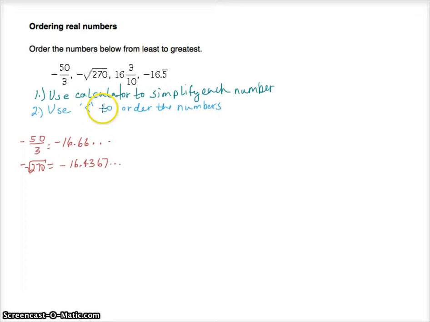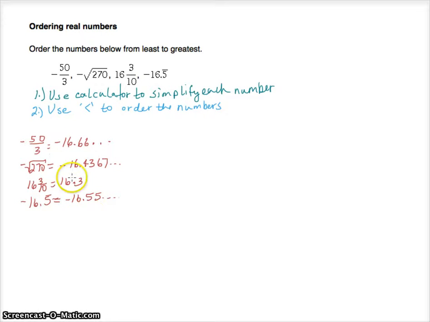Then we will also need to look at 16 and 3/10, and we know that 3/10 is 0.3, so 16 and 3/10 equals 16.3. And then if we look at negative 16.5 repeating, we can write that out to a couple of repeating digits, negative 16.55, so on and so forth.